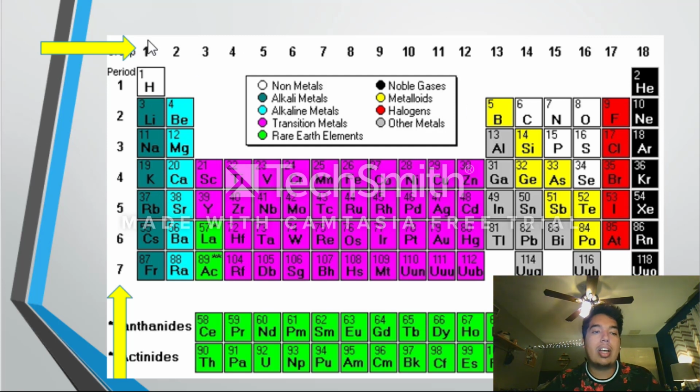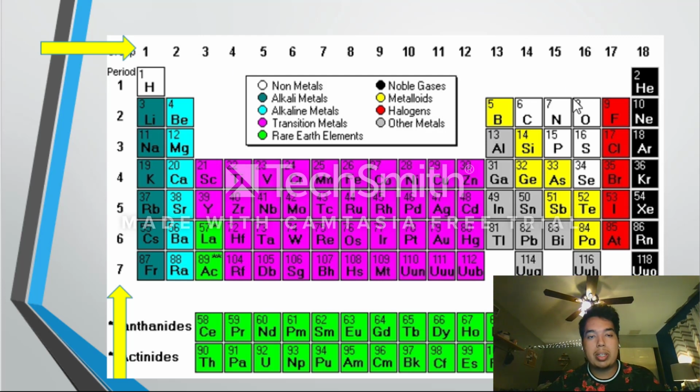And then with the numbers along the side, the 1 through 7, they tell you how many shells each element has. And like I said, the shells are like the layers of electrons in each atom. So in hydrogen and helium, you only have 1 valence shell, with 1 valence electron in hydrogen and 2 valence electrons in helium, and so forth. The first shell can only hold 2, so that's why there's not 8 valence electrons here.